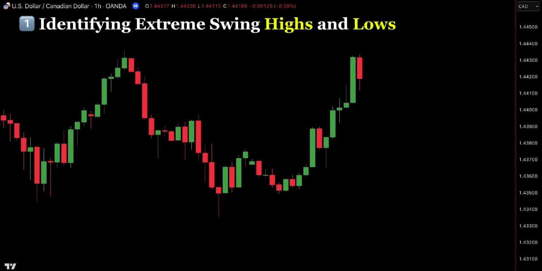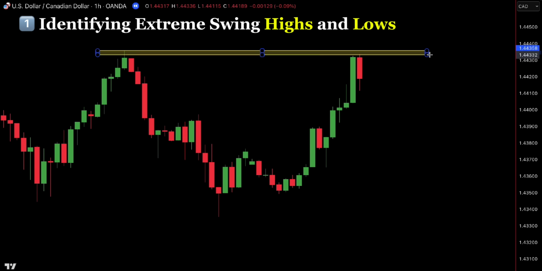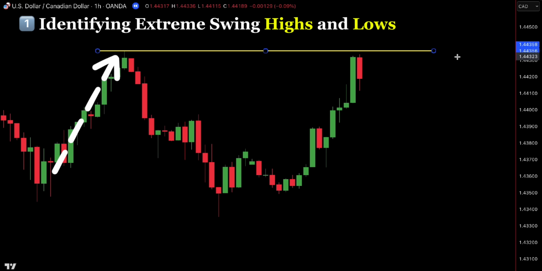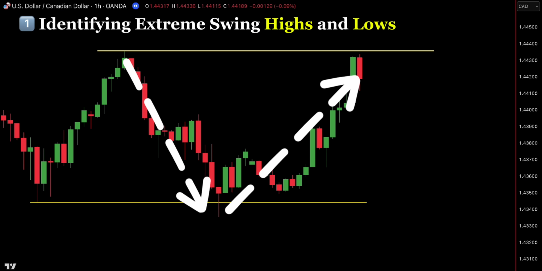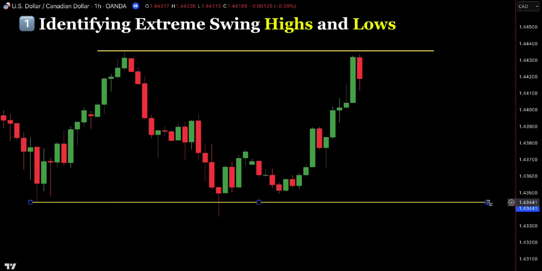recent market movement. Looking at the chart, we can see that price moved up, hit a high point and reversed. This is a swing high, a potential resistance level. On the other hand, price dropped to a low point, bounced back up, and that marks a swing low, a potential support level. But identifying these levels is just the first step. We don't take trades blindly just because price reaches a high or low. We always wait for confirmation from price action before making a move.